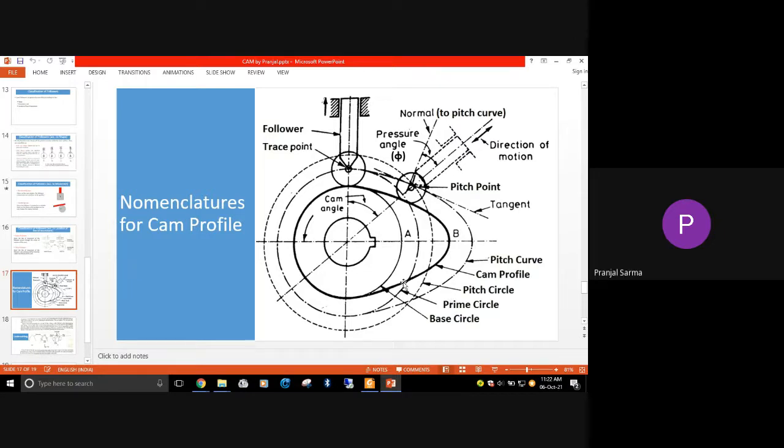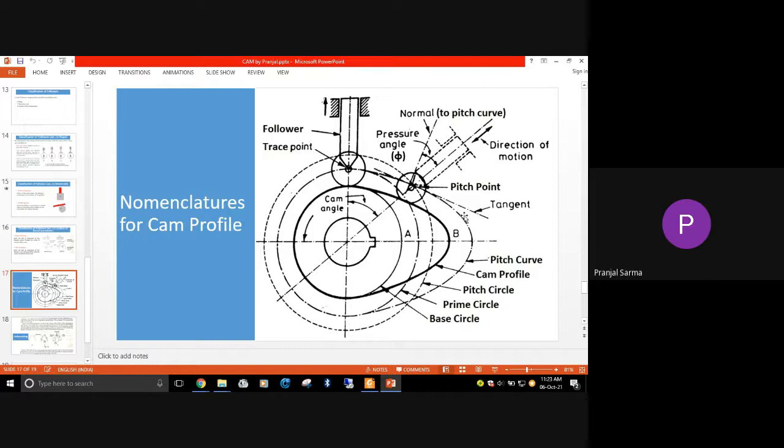There is another word known as the prime circle. What is this prime circle? It is the smallest circle drawn tangent to the pitch curve. The pitch curve is this one, which we have already shown. This circle is where you will be able to draw the tangent. So it is the smallest circle drawn tangent to the pitch curve, and its center is at the center of that curve.